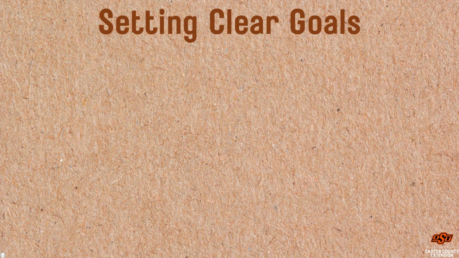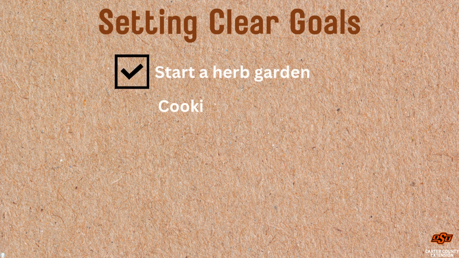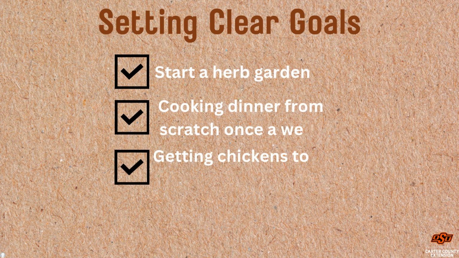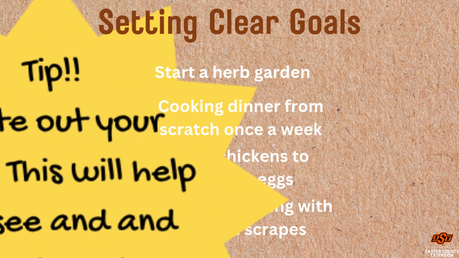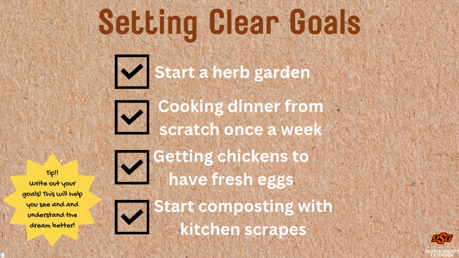Some examples of what you could do to set clear goals is you could start an herb garden. You could cook dinner from scratch once a week. You could get chickens to have fresh eggs. You could start composting with kitchen scraps. These are just some examples of the many things that you could do to set goals for yourself, to help your homestead grow and to better your homestead.